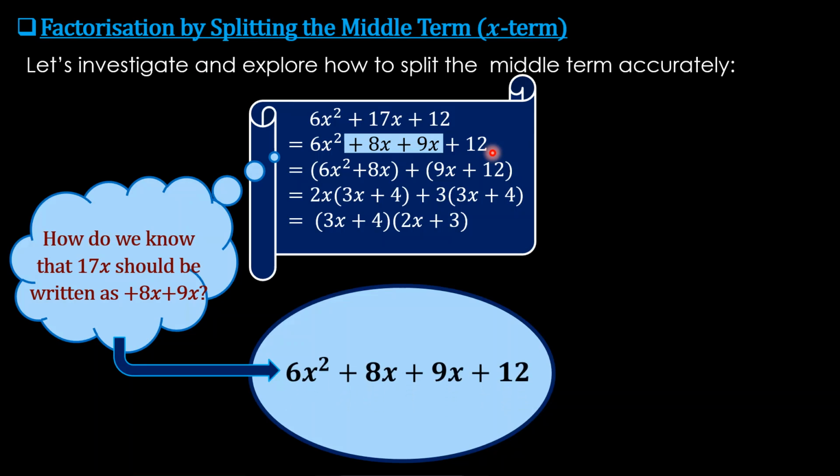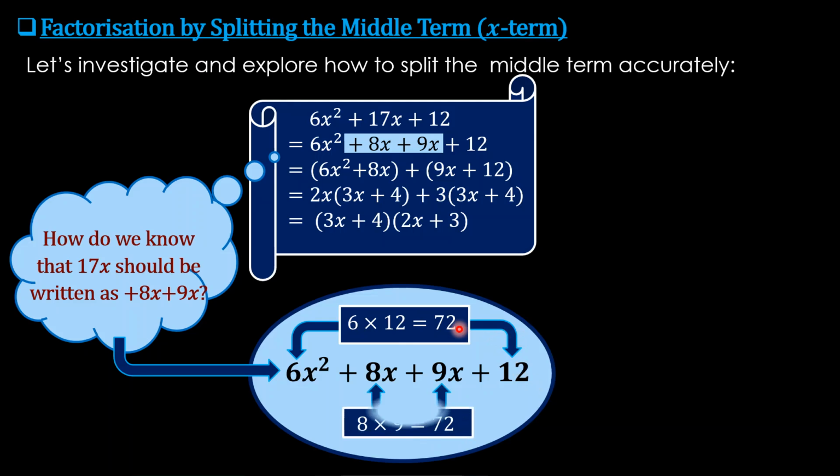So, 6x square plus 8x plus 9x plus 12. Here we can see 6 times 12 equal to 72. The coefficient of x square is 6 and the constant is 12. So 6 times 12 equal to 72, and also we can see 8 times 9 equal to 72 as well.